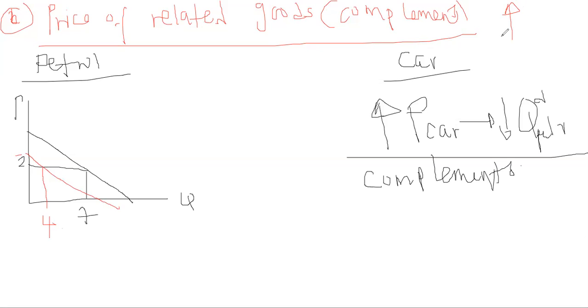So here we talked about an increase in the price of car, but it can also be a decrease in the price of car. It could go both ways. So that will be the opposite analysis of this. So that's what we mean by price of related goods. When we said price of related goods, we are talking about how a change in the price of one good affects the quantity demanded of another good. In this case, the two goods are complements, that is petrol and car. If the price of car increases, the quantity demanded of petrol will reduce, and we represent it here graphically. So the quantity demanded decreased from 7 to 4.